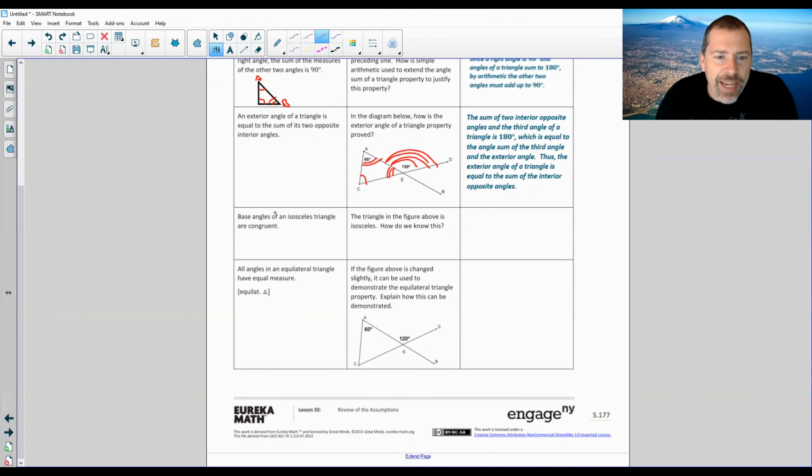Okay. Base angles of an isosceles triangle are congruent. The triangle in the figure above is isosceles. So let me get all this out of the way. This is an isosceles triangle. So in other words, this side equals this side.